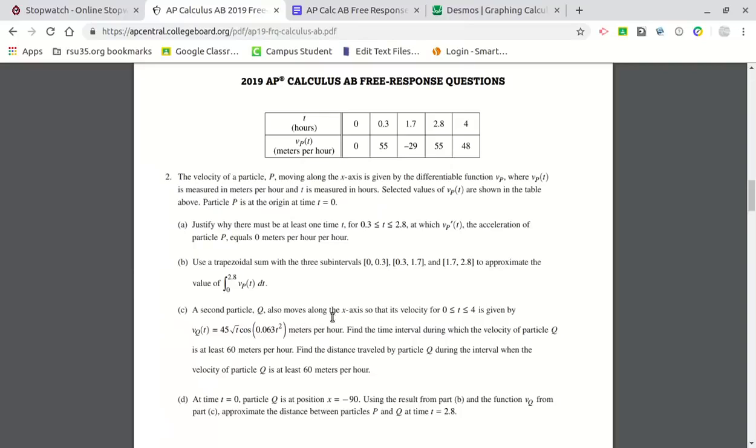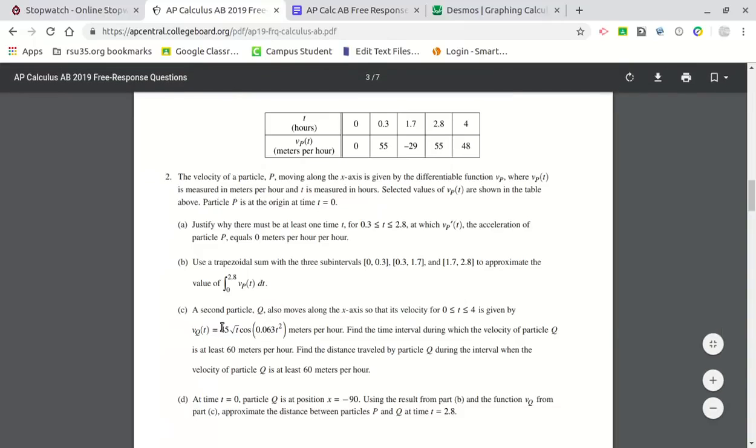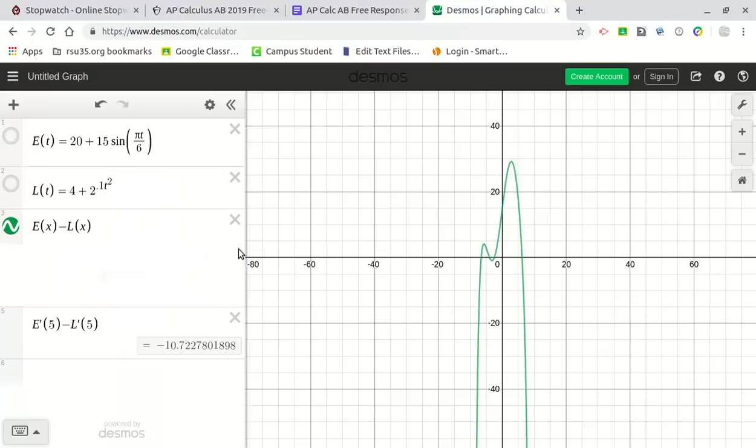A second particle Q moves along the x-axis so that its velocity, for 0 less than or equal to t less than or equal to 4, is given by 45 square root t cosine of 0.063 t squared. You get the point. Find the interval during which the velocity of particle Q is at least 60 meters per hour. Find the distance traveled by particle Q during the interval when the velocity of the particle is at least 60 meters per hour. Okay, so the easiest way to do this is just to graph it.